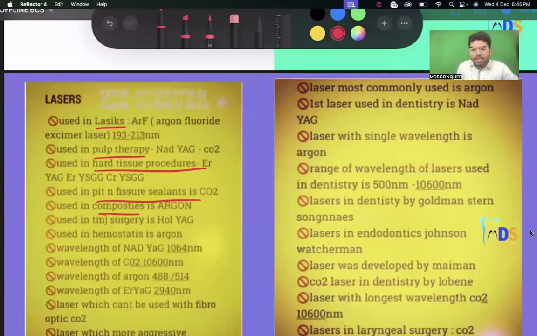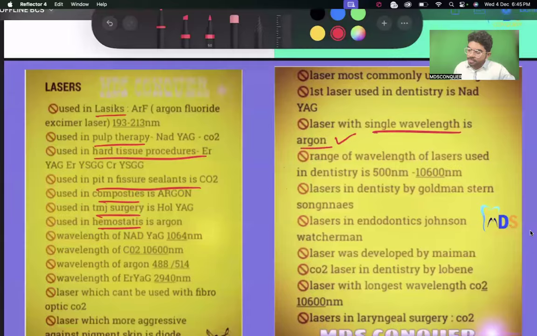I told you that the single wavelength laser is the argon laser. The first laser used in dentistry, similarly, I have given many. Laryngeal surgery procedures are done by the carbon dioxide laser, and the laser with the longest wavelength is the carbon dioxide laser. Please go through all these single liners, which are very, very important, frequently asked areas related to lasers. Then I want you to focus on modified class 3.